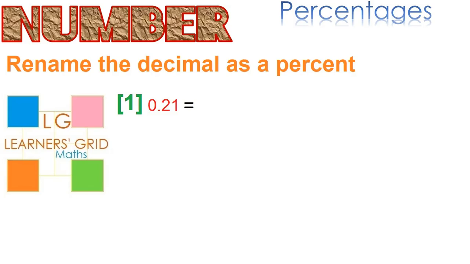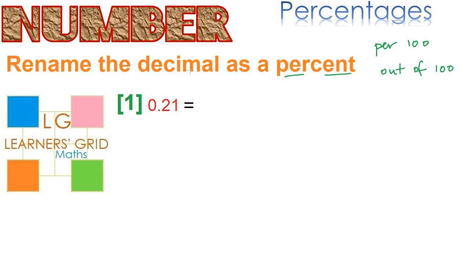We're going to be renaming decimals as percents. One of the key things that you really have to remember is that percent really means per 100. So cent is 100. You can think of it as meaning out of 100, which kind of hints at a fraction. Let's have a look at how we can solve these really easily.